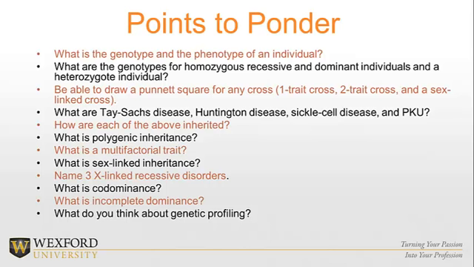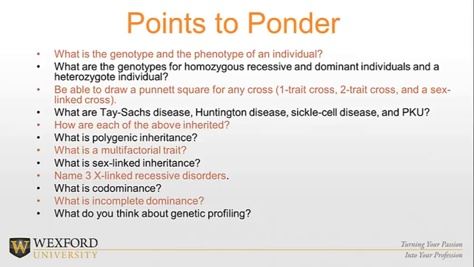You will draw a Punnett square. We saw that briefly as well, but we're also going to be looking at a two-trait cross and sex-linked crosses, so we're going to have to modify it. We're going to look at diseases that are actually related to genetics: Tay-Sachs disease, Huntington disease, sickle cell disease, PKU. How is each of those diseases inherited?